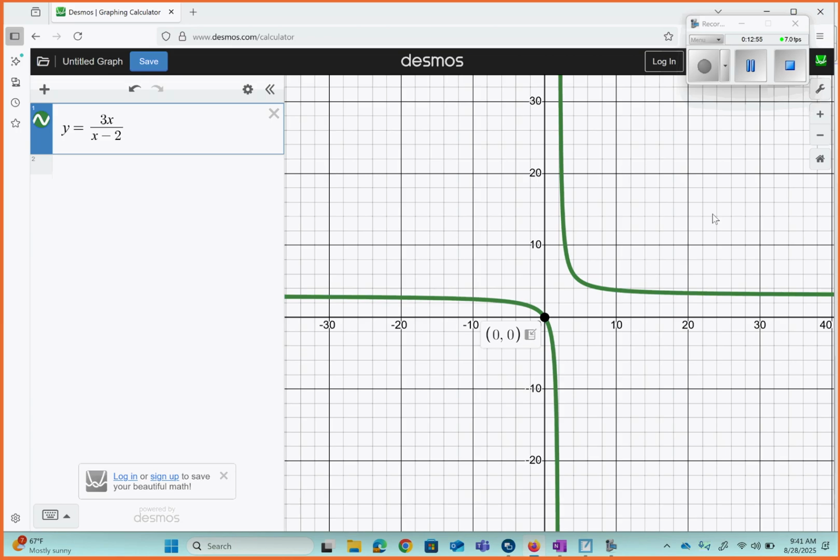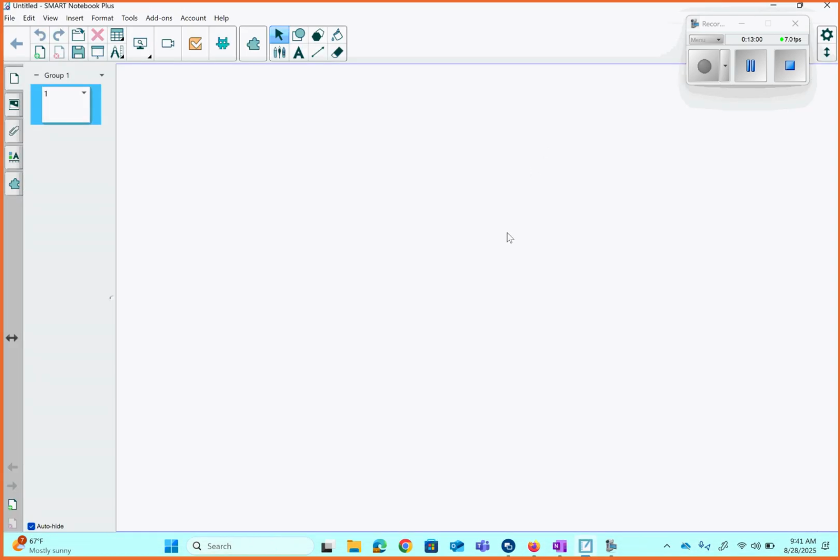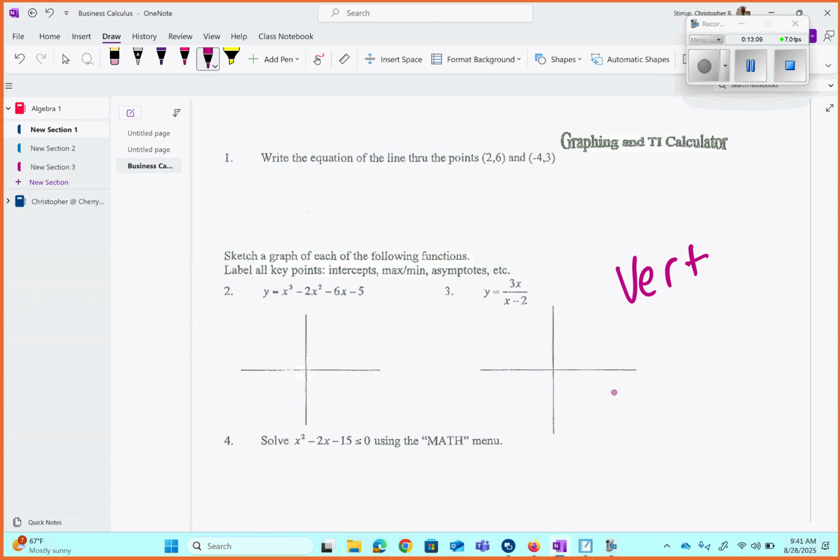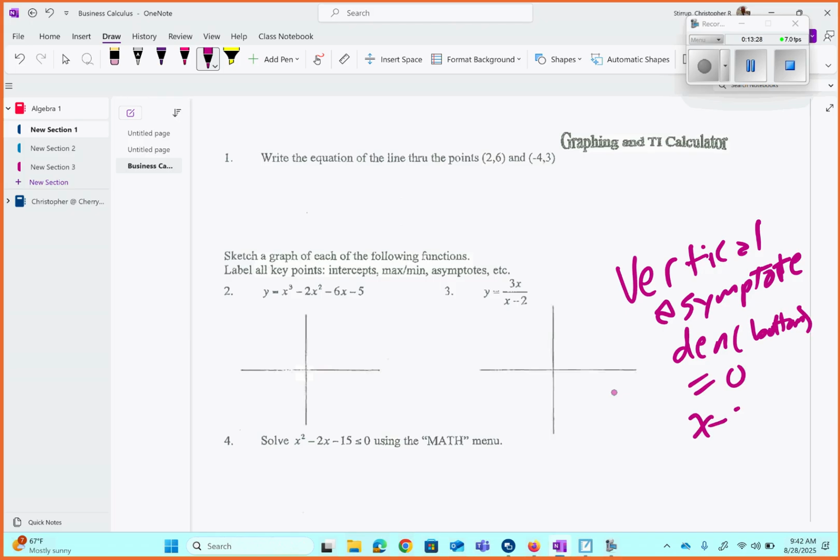So on this particular problem, I need to go to this screen, actually go to the OneNote. If I wanted to figure out the vertical asymptote, this is where the denominator, the bottom, equals 0. So you take the bottom and go x minus 2 equals 0, add 2 to both sides. So we have a vertical asymptote at x equals 2.